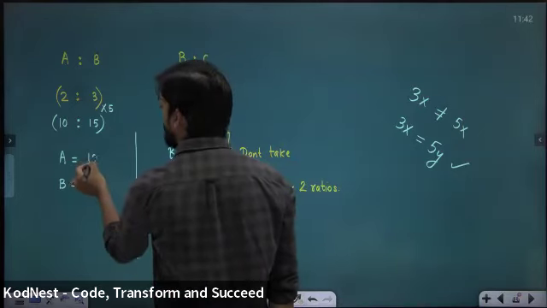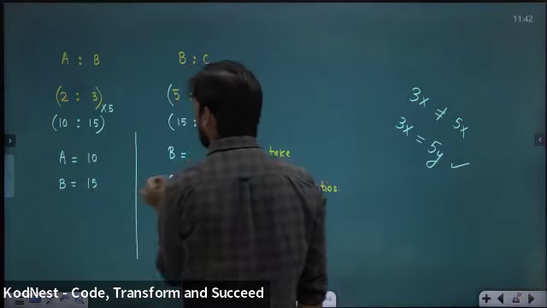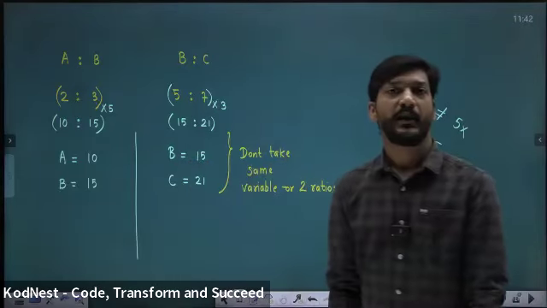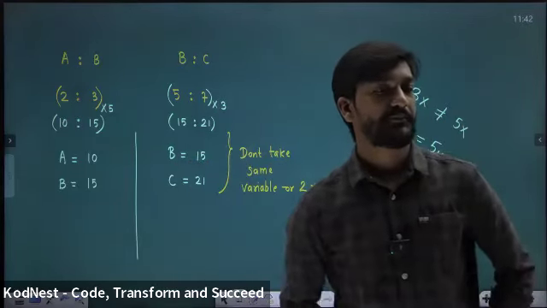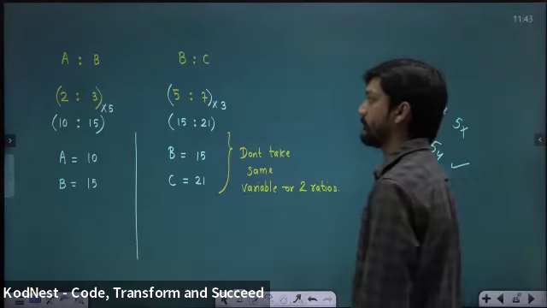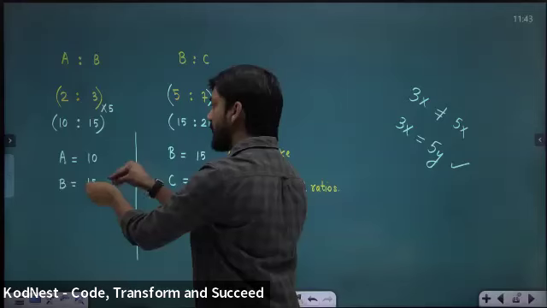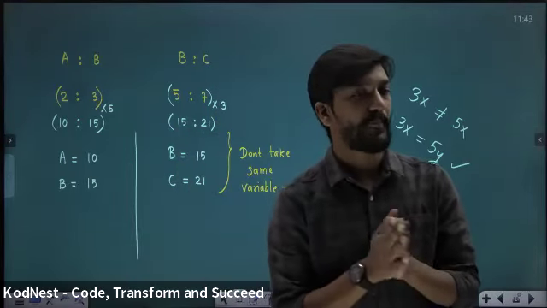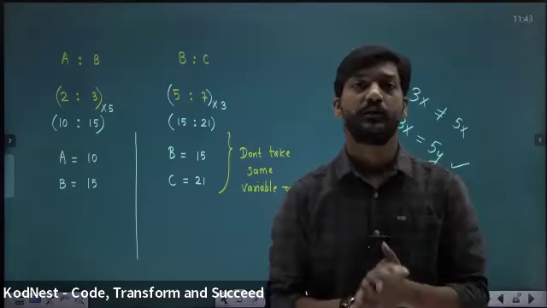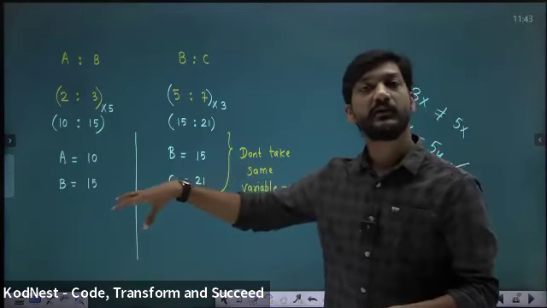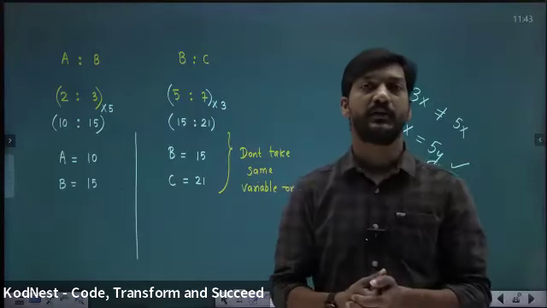Okay, carefully answer. 10, 15, 15, 21. Any problem with B value now? Any problem? Again, I've taken the values from the ratio. But is there any problem now? No. So this is how we have to modify the ratios.